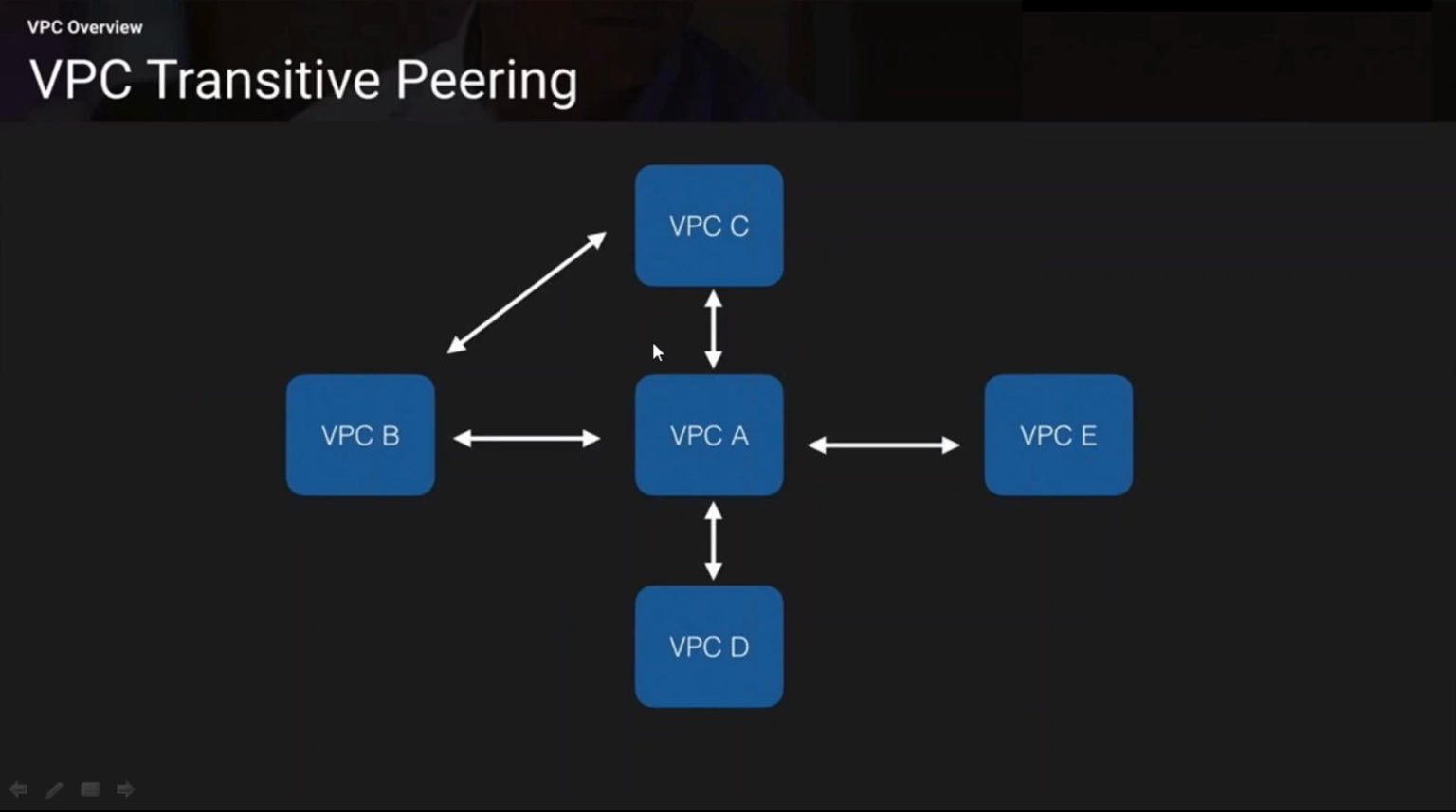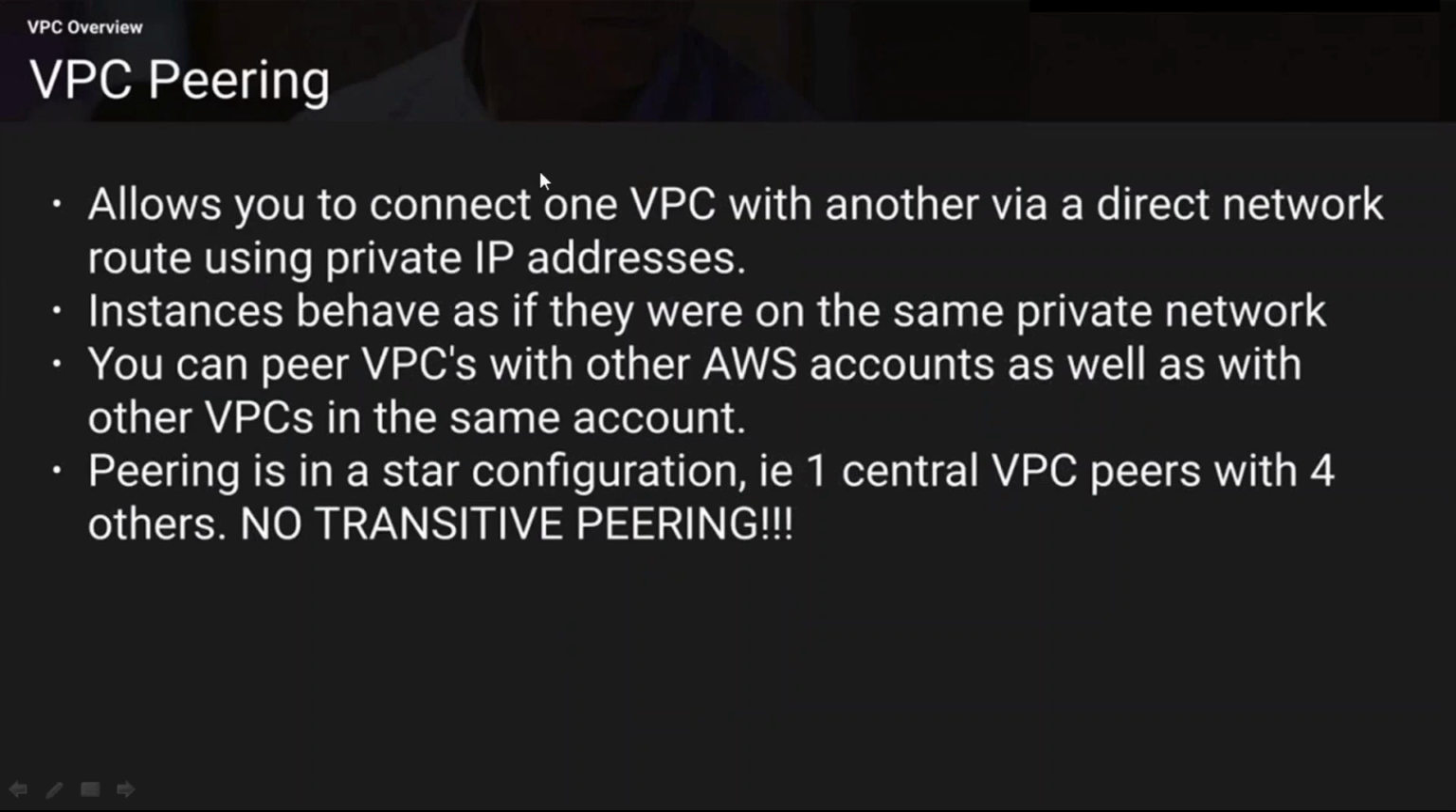So in this way, we will be able to attain a connection between the VPCs. Remember, transitive peering is not supported. A direct peering connection has to be set up across either of the VPCs. So that was all about the introduction to the VPC.